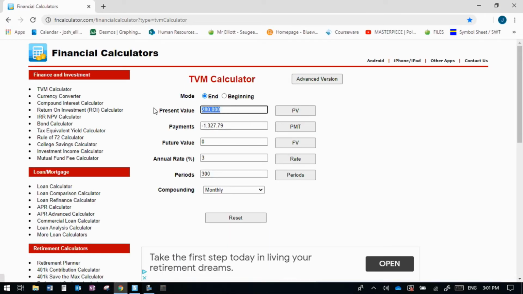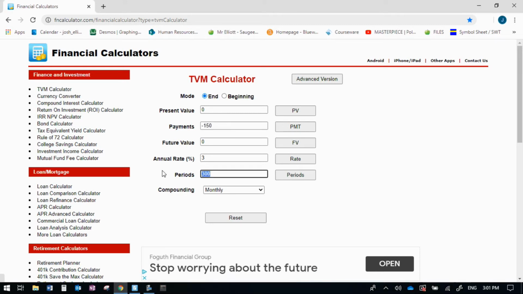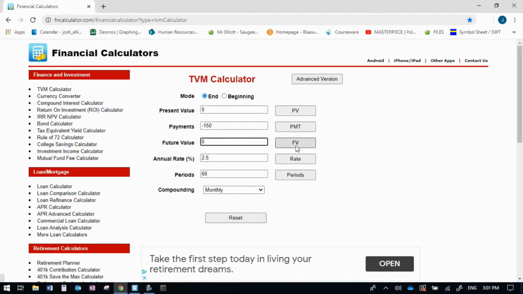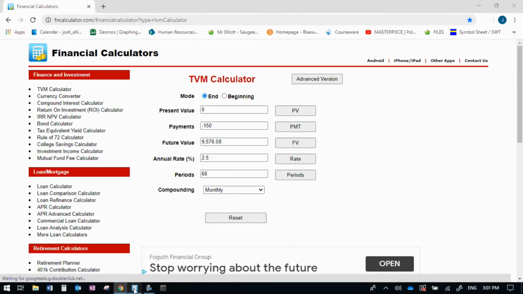Okay, our present value is now zero because we're talking about savings. So present value of zero, a payment that we make, you can leave that negative if you want, is $150, 60 months. Our interest rate, I believe, was 2.5%, and we calculate our future value, and there you see the same answer there using the TVM solver.